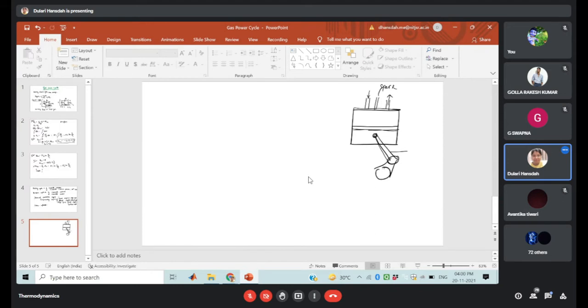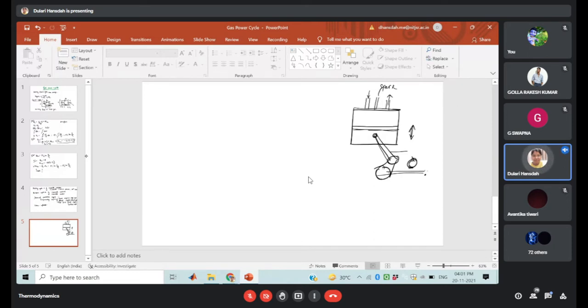Got my point? So what is the need of this connection? Here the translational motion can be converted into rotational motion, so that at the engine output shaft we will get the kinetic energy. So that is the conversion of translational motion to rotational motion. This one is the connecting rod.